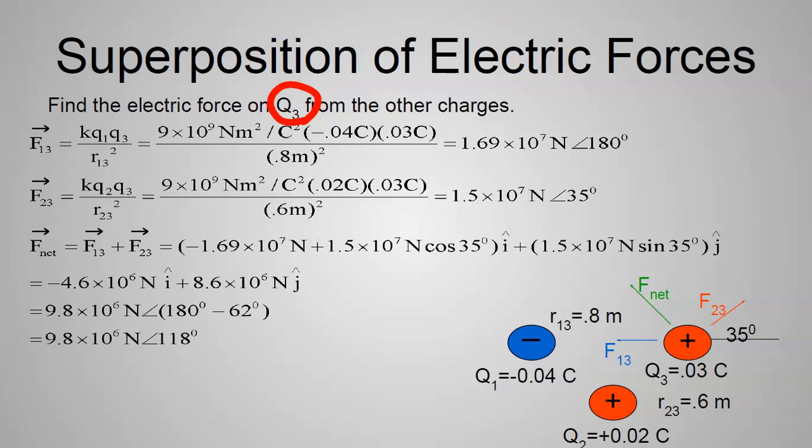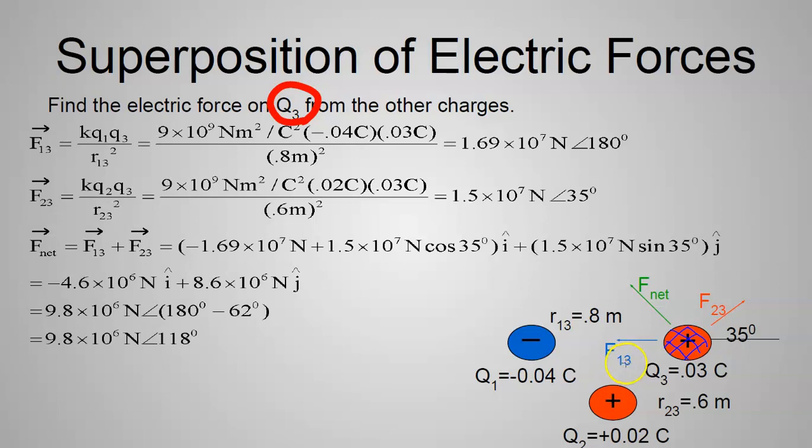Superposition says break it apart. I'm interested in this guy, and let me get a color you can see here. I'm going to crosshatch him just so that you know, that's the victim there. That's what we want to know. Right here is a negative charge. This one's a positive charge. Those are going to attract. So Q3 is going to get pulled to the left by this guy, and hence I have called this F13, the force of charge 1 on charge 3.